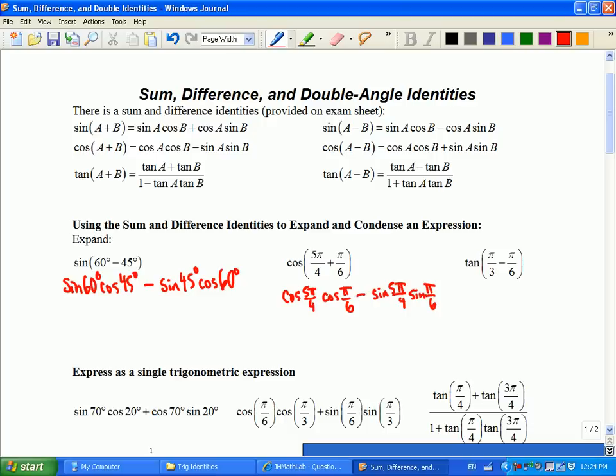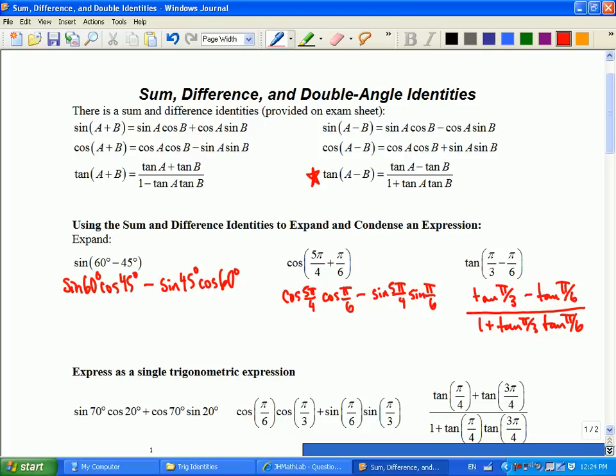Okay, and then finally we have the tangent identity there, and it's going to be this one that you're working off of. If we just make the replacements, we'll have tangent pi over 3, the first angle, minus tangent pi over 6, divided by 1 plus, and we put both angles in here. So you are going to be expected to be able to expand the identities like we just did.